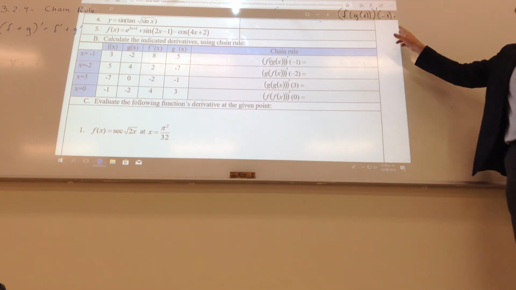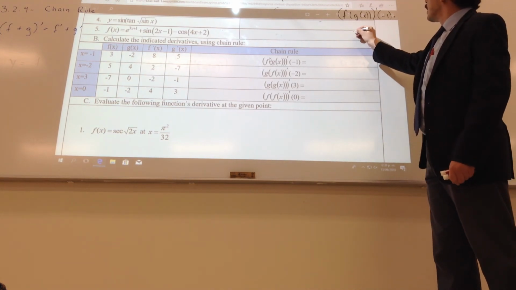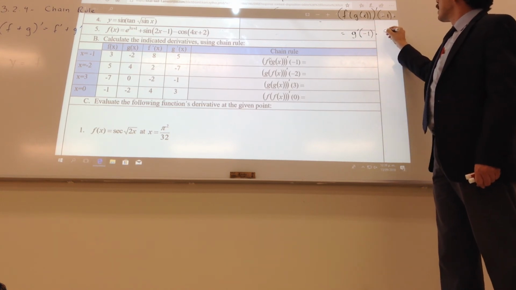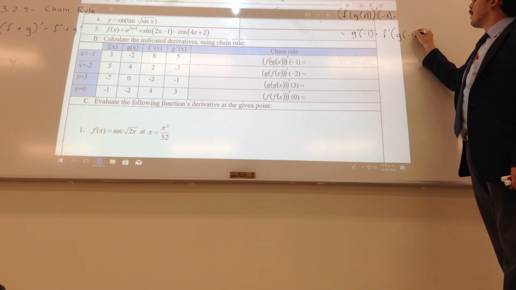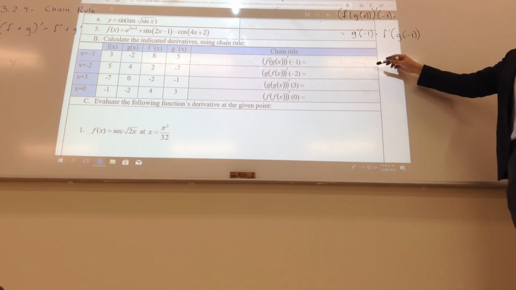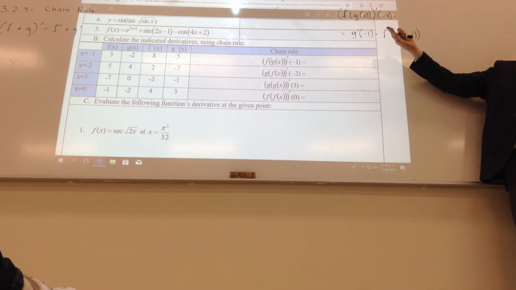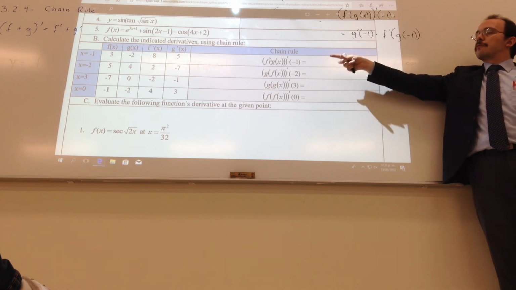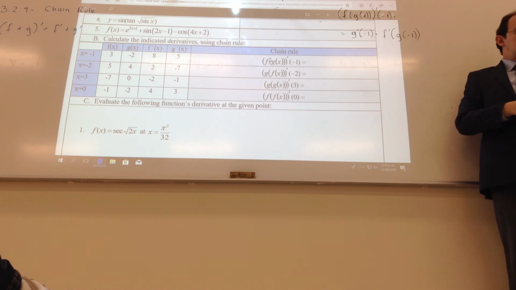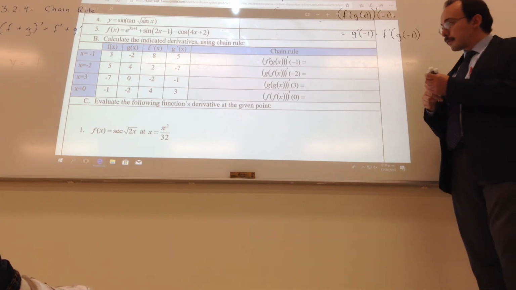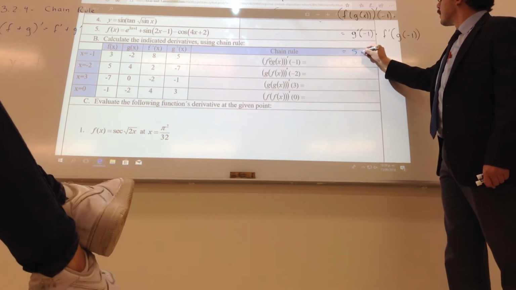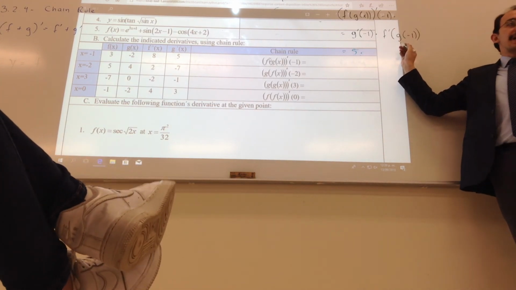See what happens. If I apply the formula, it's going to be g prime of minus 1 times f prime of g of minus 1. That's the formula applied, right? Now we start substituting the values from the table. Tell me, g prime of minus 1. 5, times f prime of g of minus 1.